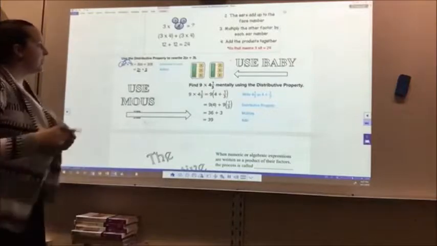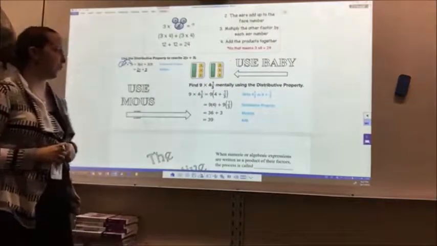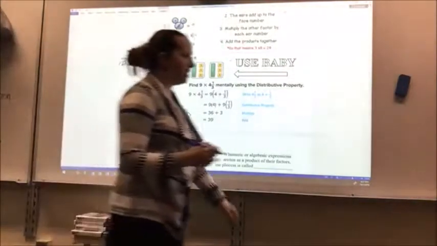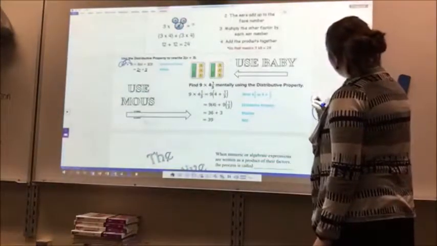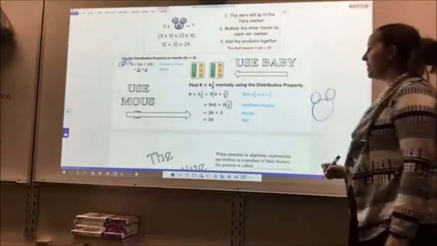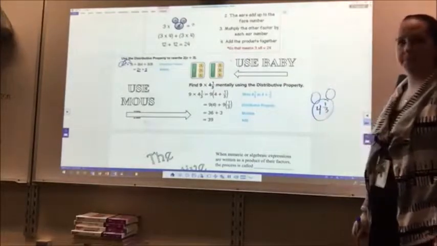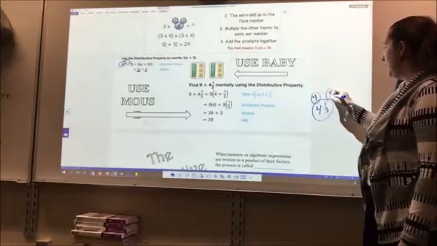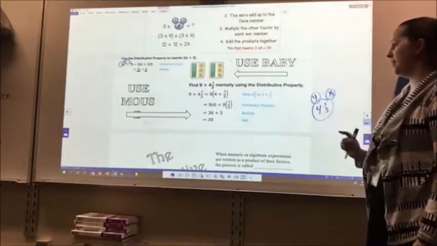Okay. Now let's look at find 9 times 4 and 1/3 mentally using the distributive property. So for this one, I want to use the mouse ears. So I'm going to go ahead and draw my mouse. Okay, so here's my mouse. My face number is 4 1/3. In my ears, I'm going to write 4 and 1/3. So 4 is in my one ear and 1/3 is in my other ear.